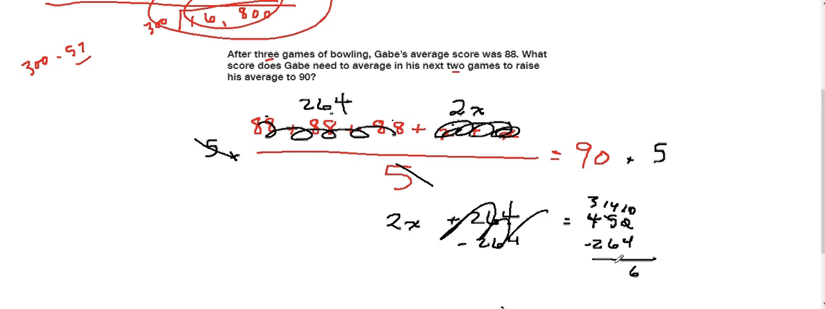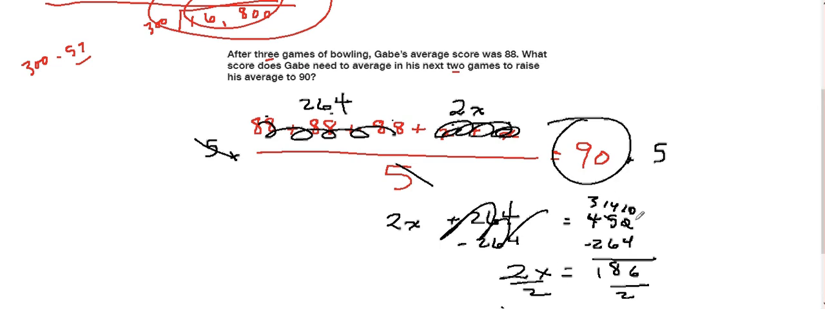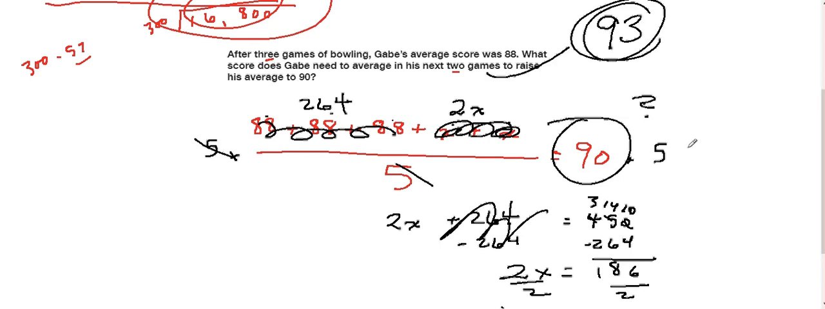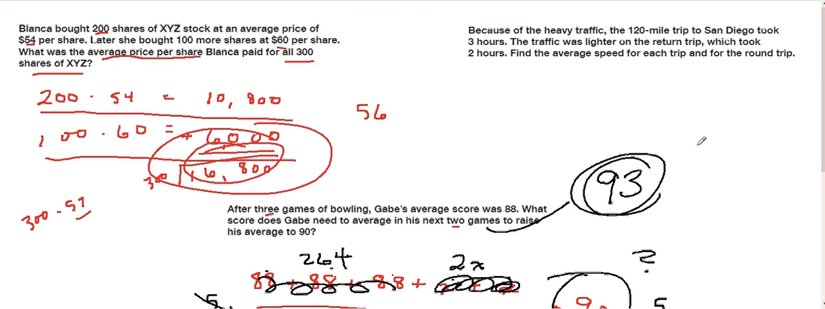6 and 8 and 1 equaling 2x. So what's each game got to average to get me to 90? 186 divided by 2 is 93 is the answer. At least 93 in the next 2 games to raise the overall average to 90.